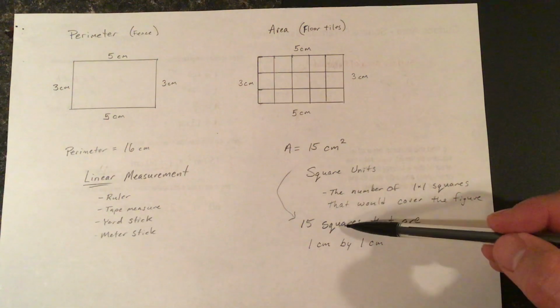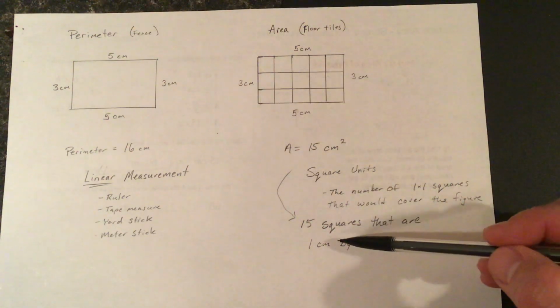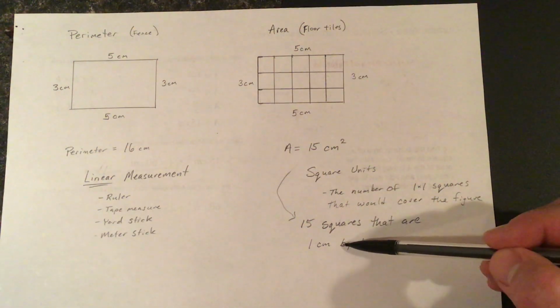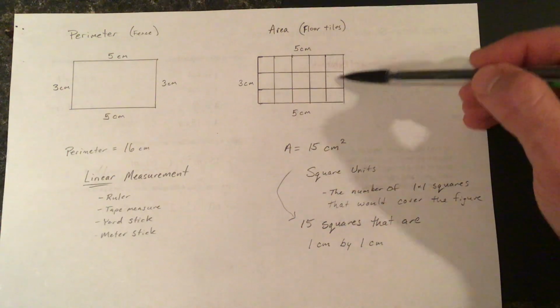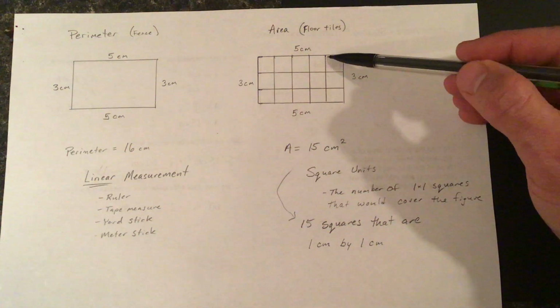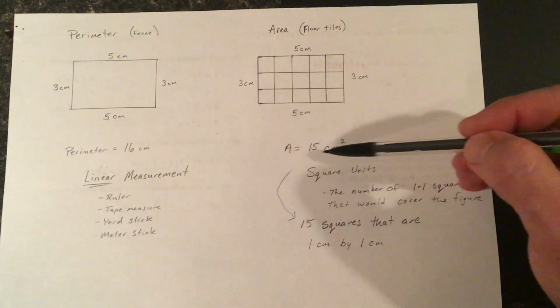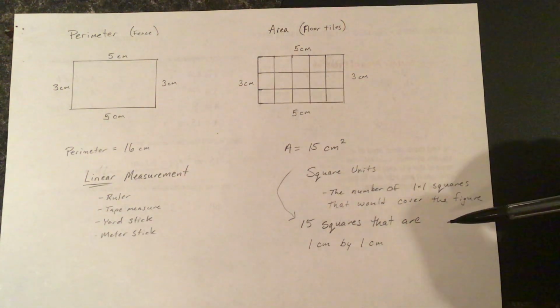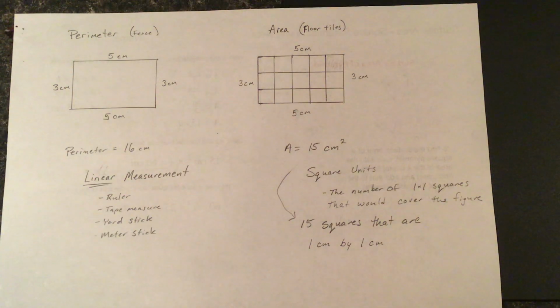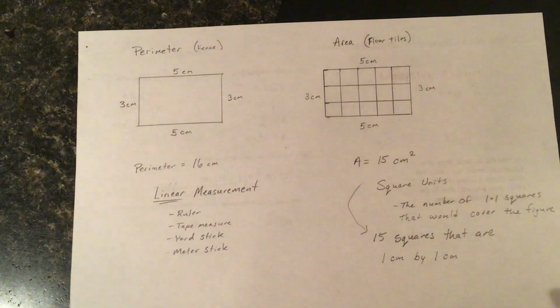Another way of thinking about this is we just counted up 15 squares that are 1 centimeter by 1 centimeter in size. Each one of these squares is 1 centimeter by 1 centimeter, and there are 15 of them. That's what 15 square centimeters means. Again, that's the number of 1 by 1 squares that would cover that same figure.